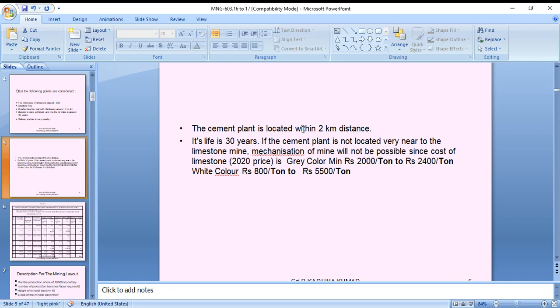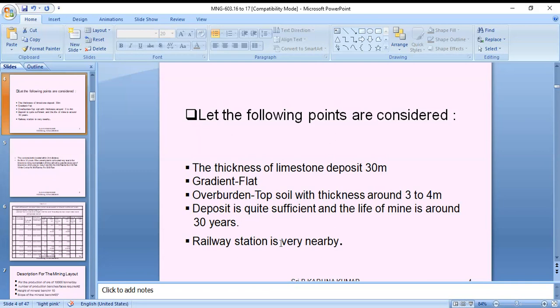If the life of the mine is 30 years, and the cement plant is not located very near to the limestone mine, mechanization of the mine will not be possible. The cost of limestone at the 2020 base-year price, gray color, is around 2000 to 2400 per ton, the marketing cost. White color is around 5,000 per ton maximum. These two factors you have to bear in mind: the cement plant, as well as the railway siding or sometimes road transportation.